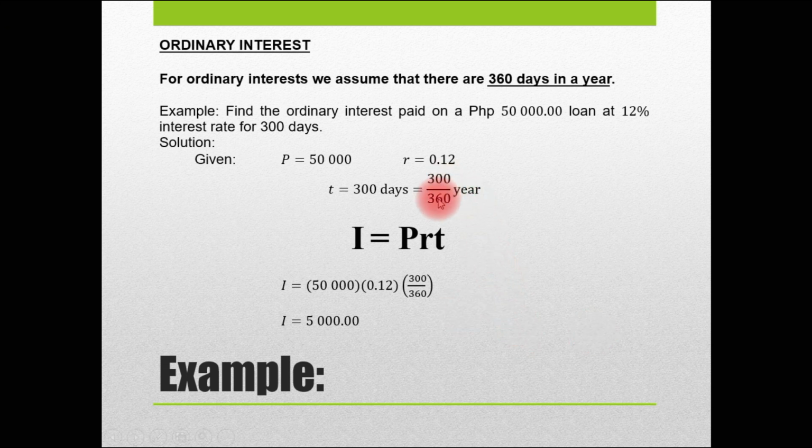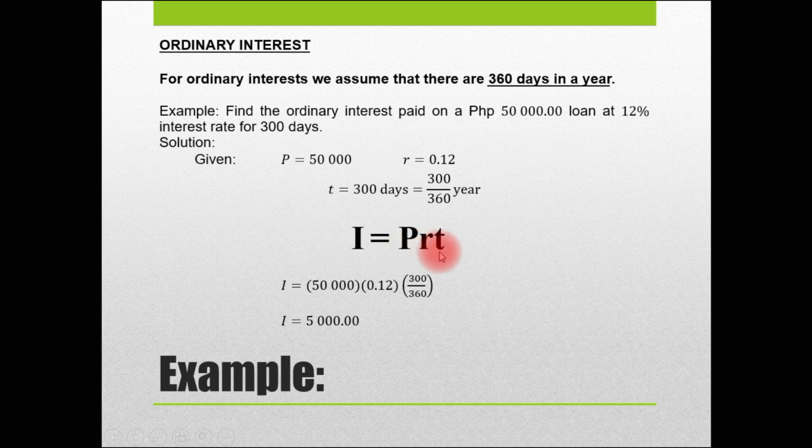So, to express this in year, ganyan lang ang gagawin natin. 300 days over the 360 days. So, 300 over 360 year. Expressed na siya in year. After that, we will substitute sa formula natin. Same formula pa rin ang gagamitin. Yung formula pa rin natin sa simple interest. The difference lang naman is yung sa time. Okay? So, I is equal to PRT or interest. Simple interest is equal to the product of principal, rate, and time.